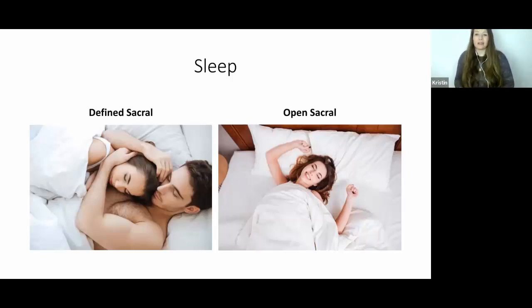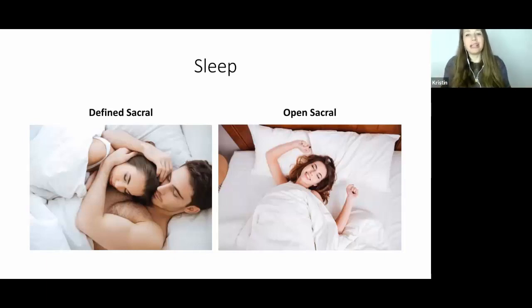The open sacral can't do that. I mean, it can, but if it does that, it's not going to get the quality sleep that it needs. Also, the open sacral not only needs to sleep alone, it needs to go to bed about an hour before it's tired. And the open sacral will get quality sleep when it does that.